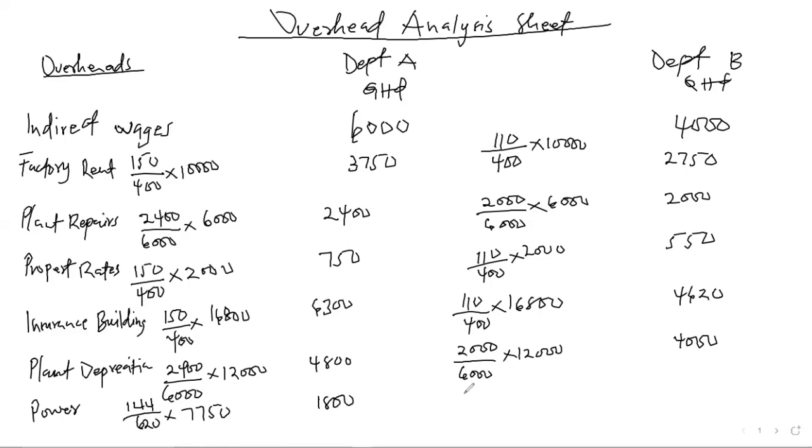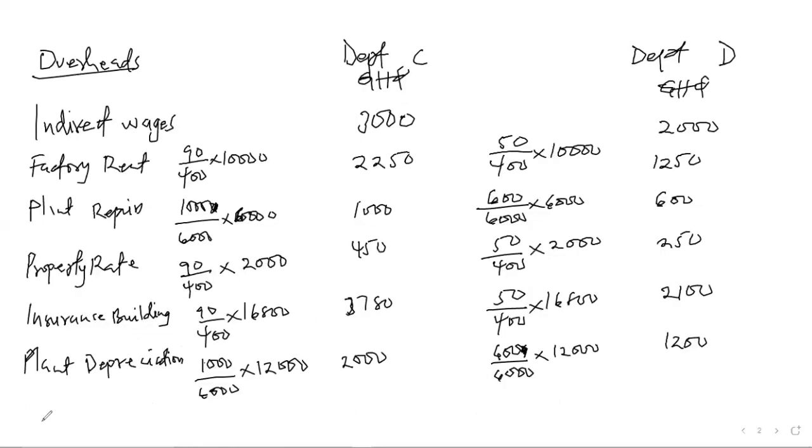Then that will give us 1,800. Then we move to the next one, which is 256 divided by 620 times 7750, which will also give us 3,200. Then let's move to the next one, which is 124 divided by 620 times 7750, which would also give us 11550.